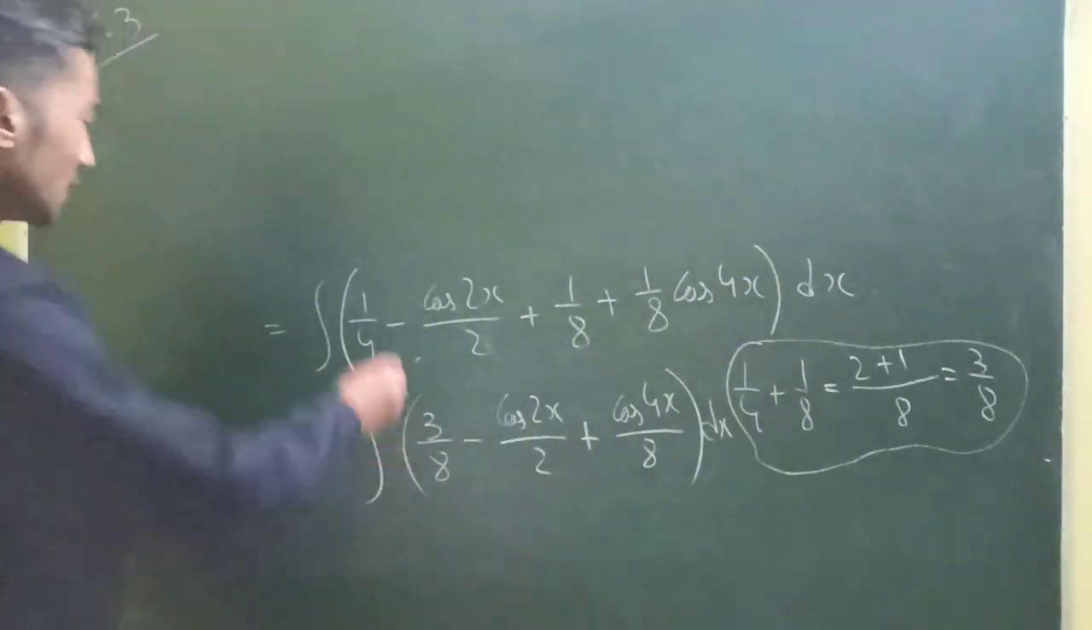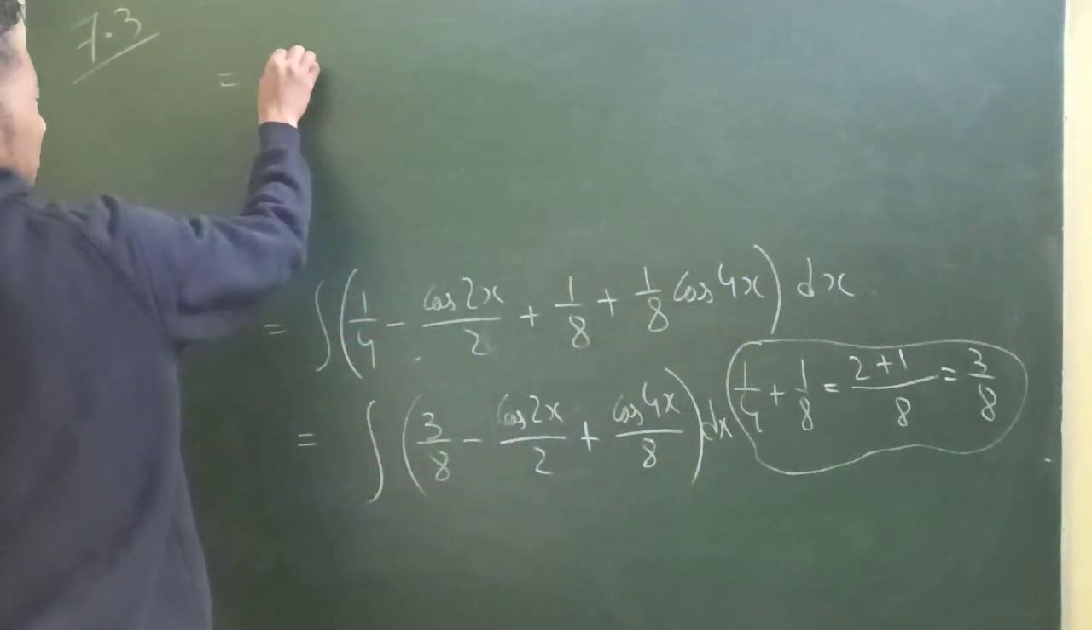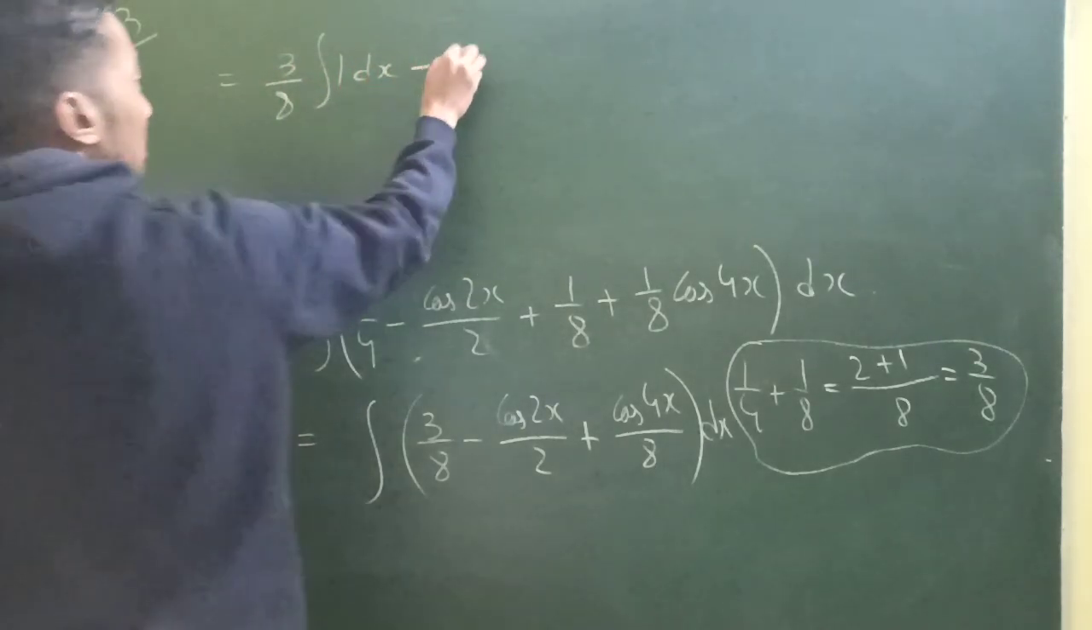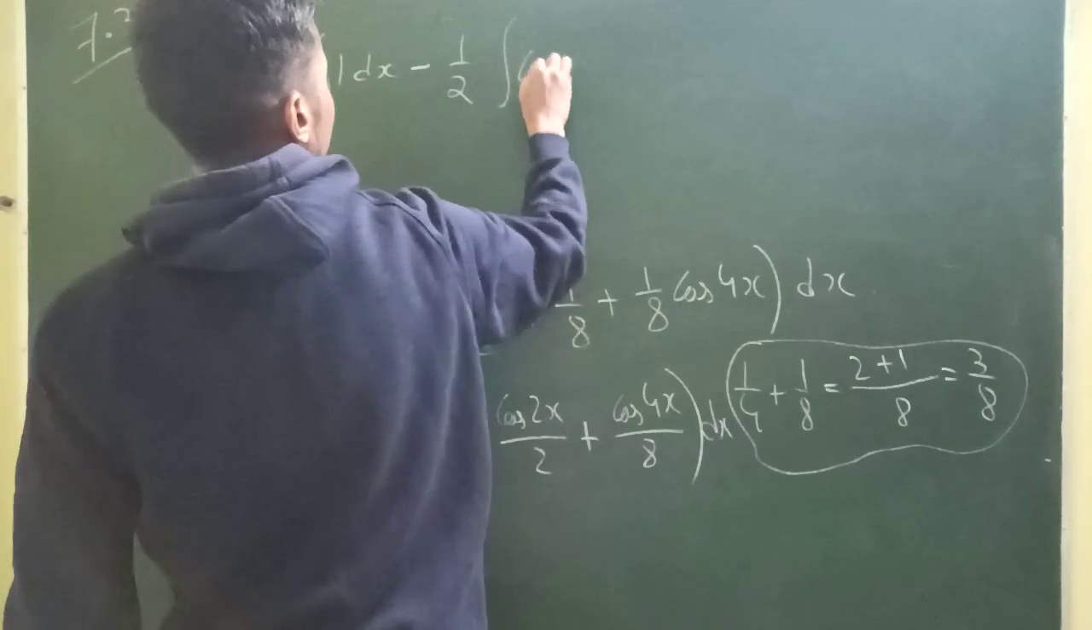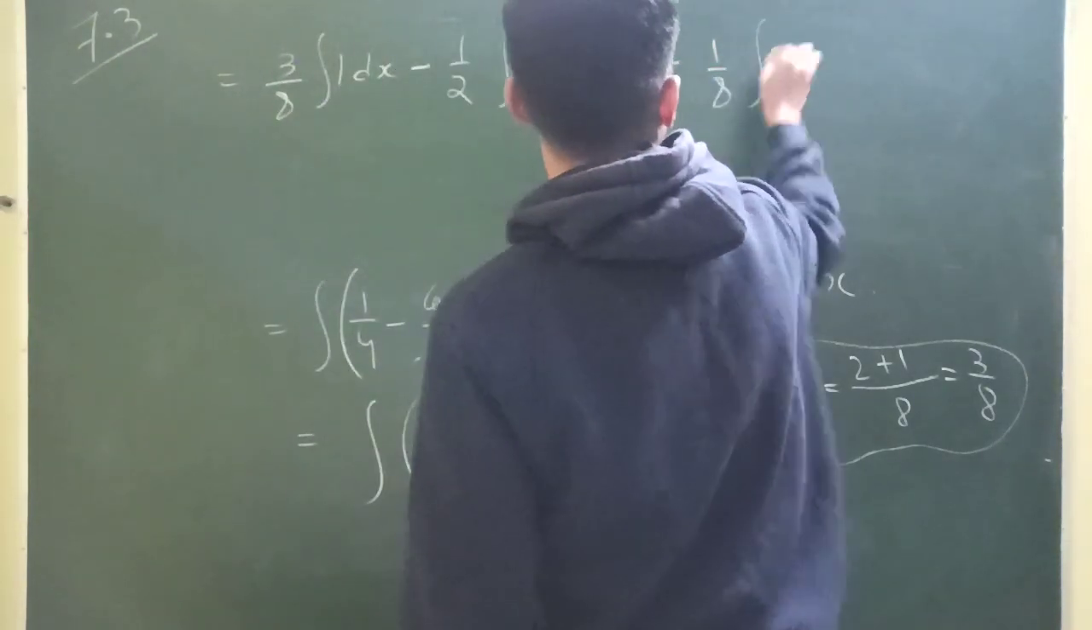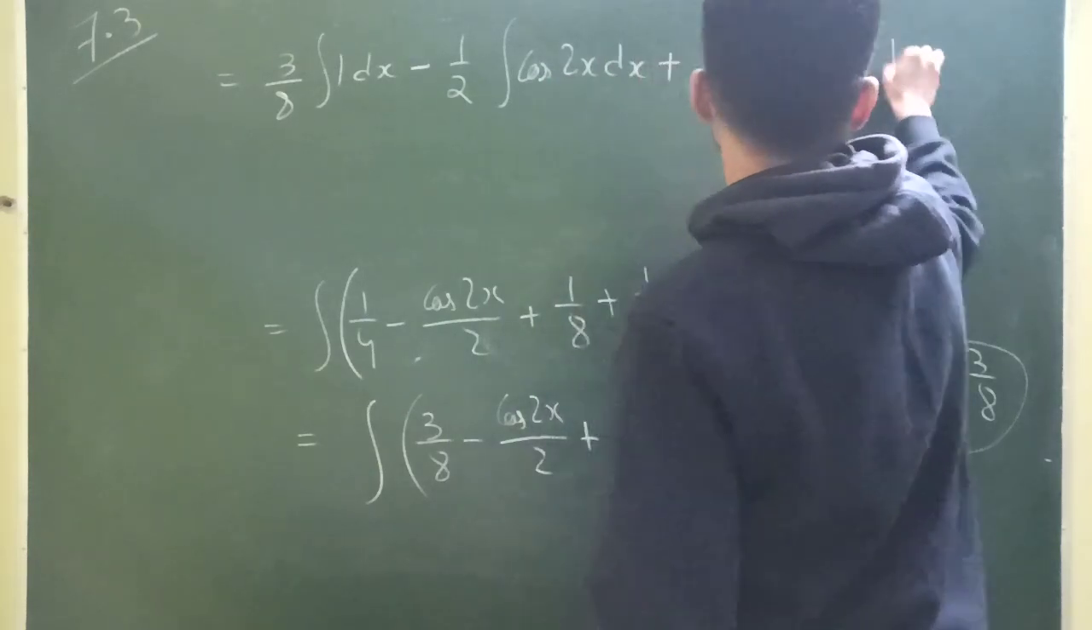Okay, now let's start with the integration. That's going to be what? 3 by 8 integration of 1 with respect to x, minus 1 by 2 integration of cos 2x with respect to x, plus 1 by 8 integration of cos 4x with respect to x.